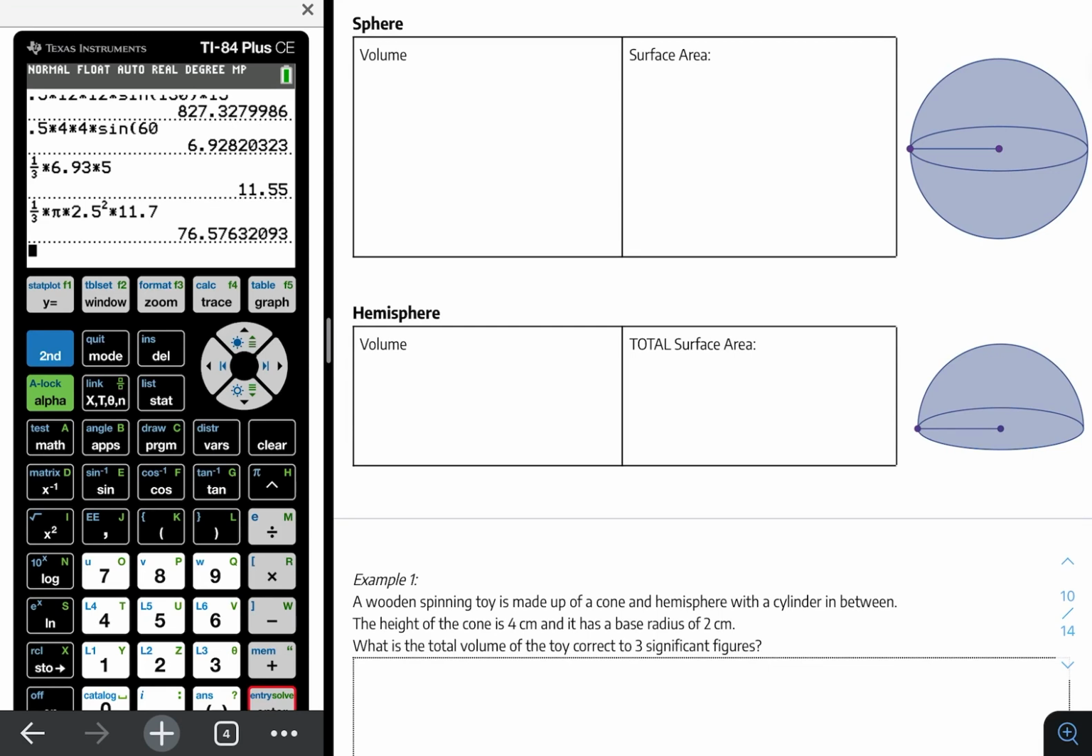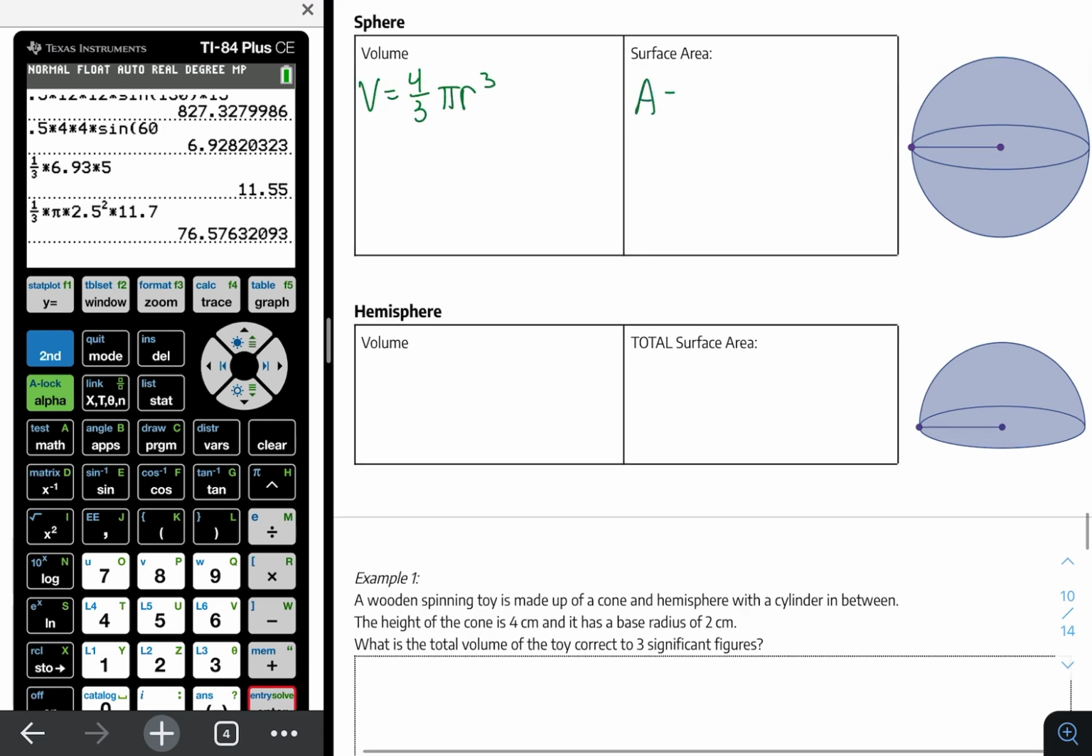Now the sphere has all the equations given to us in the formula booklet. However, the hemisphere has no equation given to us. So first let's talk about the sphere. The volume of a sphere is 4/3 pi r cubed, while the curved surface area of a sphere is 4 pi r squared. Now we think about this and we think about the hemisphere, which has no formulas.